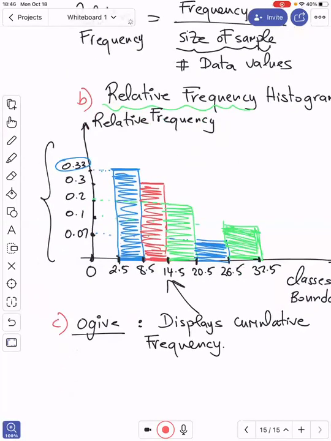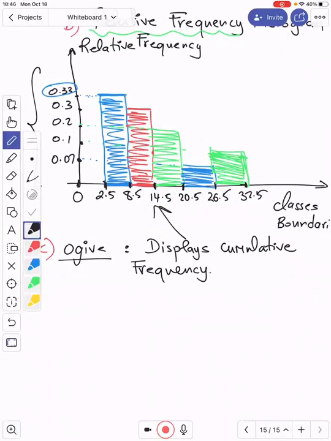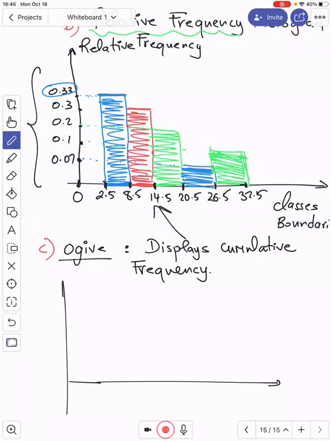Just to remind you about the ogive, guys. You have your class boundaries as usual. Class boundaries are always your horizontal axis. So again, you're gonna have 2.5, 8.5, 14.5, 20.5, 26.5, and then 32.5. For the vertical axis, you're gonna have, as I said, the cumulative frequency.